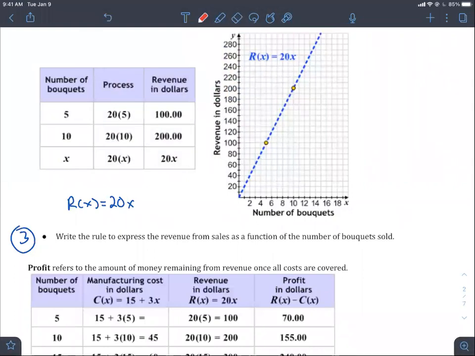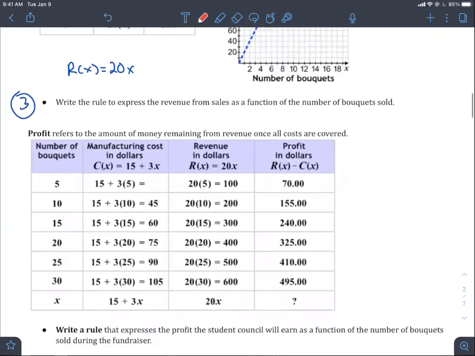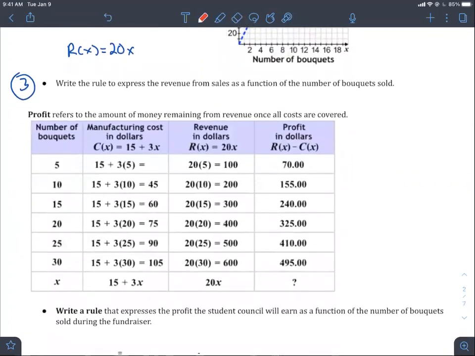So now in question four, we're going to put all of these together because we have our cost, how much we're investing in this project. We have our revenue, how much we are going to make in sales, and now, my friends, it is time to concern ourselves with the profit. The profit refers to the amount of money remaining from all of the revenue once the cost has been covered. So profit equals revenue minus cost.